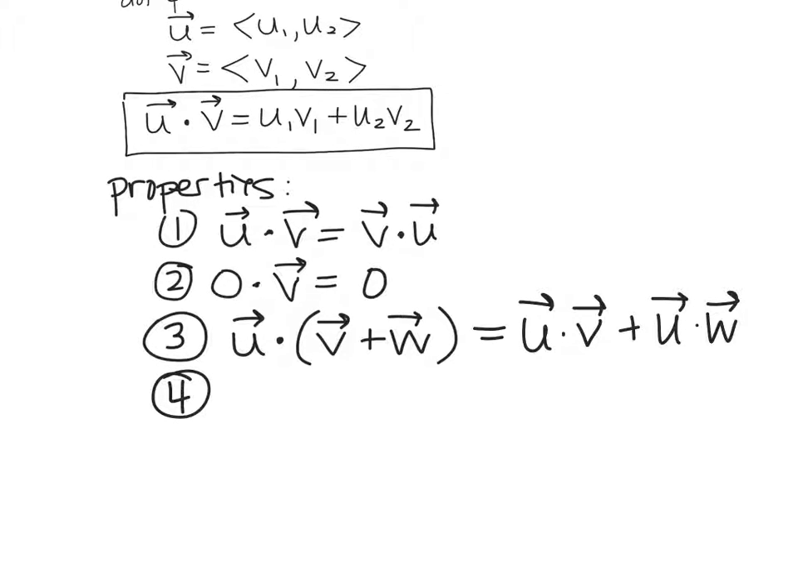All right, number 4, here's one that's kind of an interesting one. If you take V dot itself, V dot V, this is going to equal the magnitude of vector V squared.